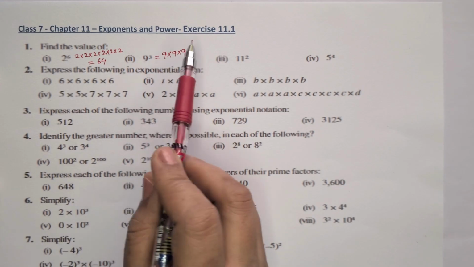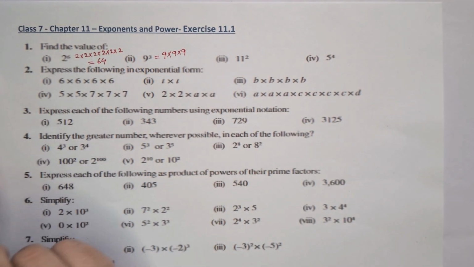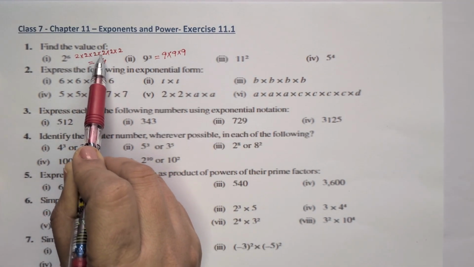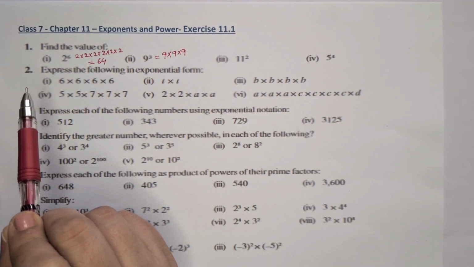Chapter 11, Exponents and Powers. First exercise. Find the value of 2 raised to 6. 2 raised to 6 means the base is 2 and the exponent is 6. We have to multiply 2 six times. So the answer we will get is 64.